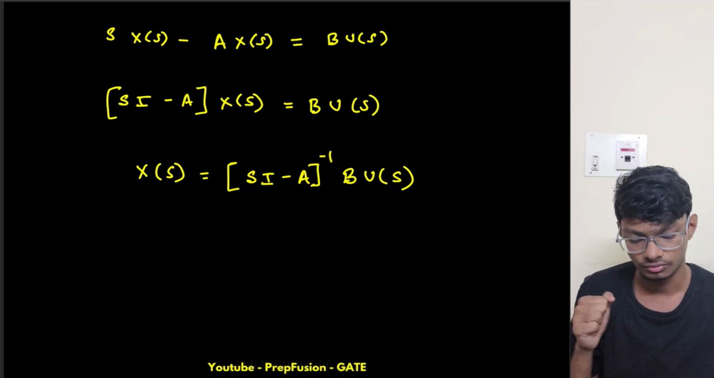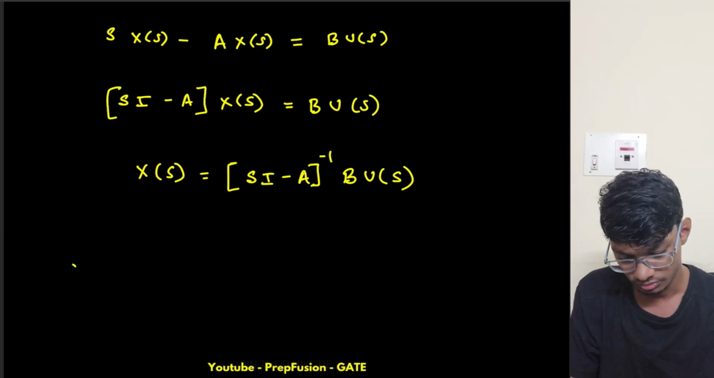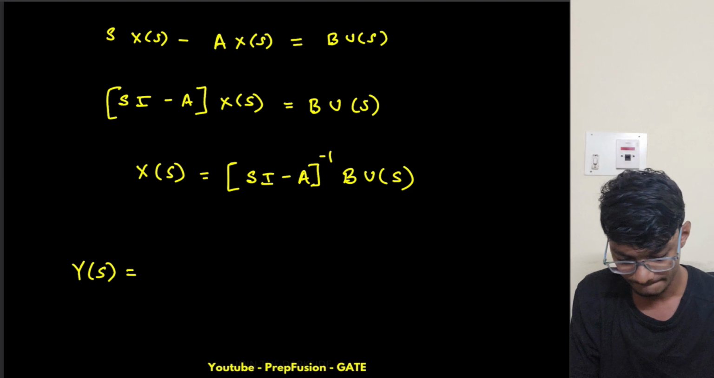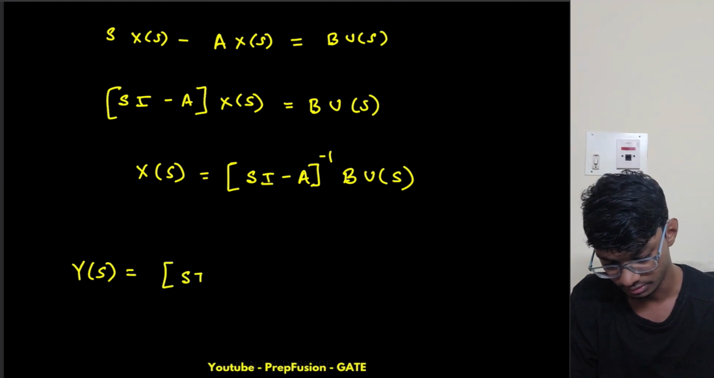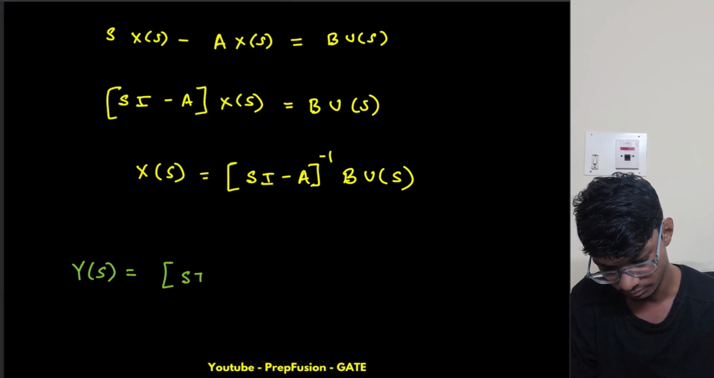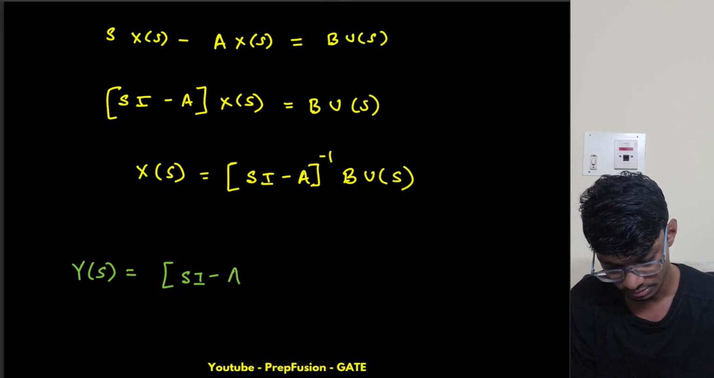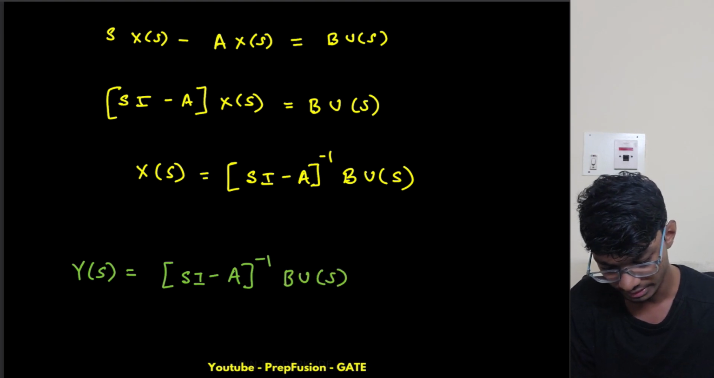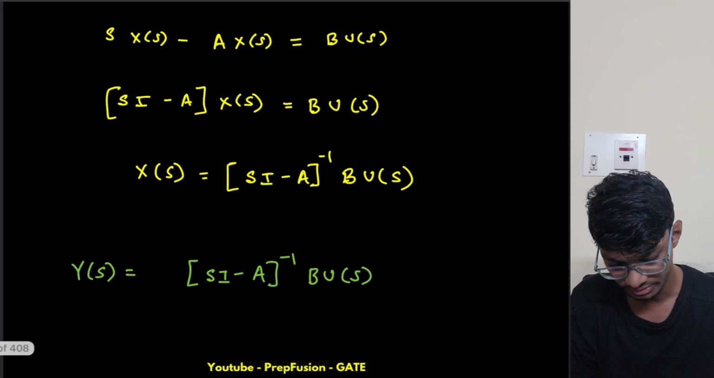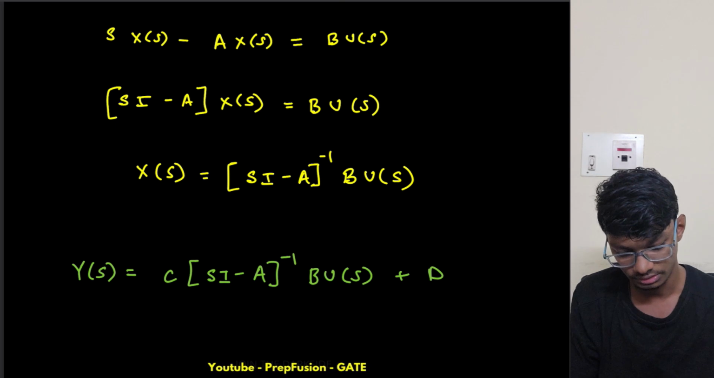Now I will put this value in the Y(s) equation. My X(s) becomes (sI minus A) inverse times B into U(s), and we have a C outside also, and this is plus D into U(s).